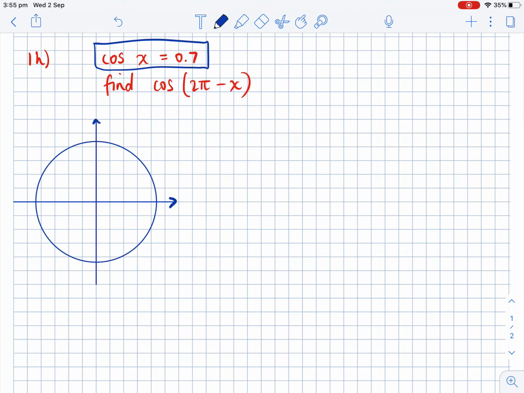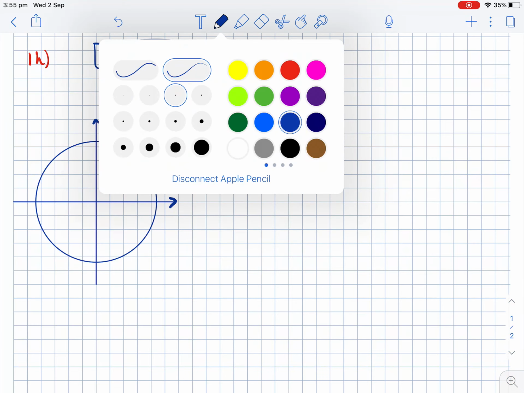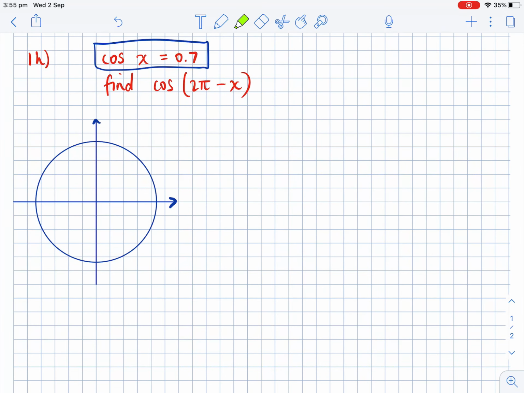Okay, so cos. Cos is my x value, and I want my x value to be 0.7. So we want the x value to be 0.7. So let's have a think about that. If this is 1, that's roughly 0.5. So this horizontal distance, 0.7, would be about there. Hopefully you agree. So that distance is about 0.7.